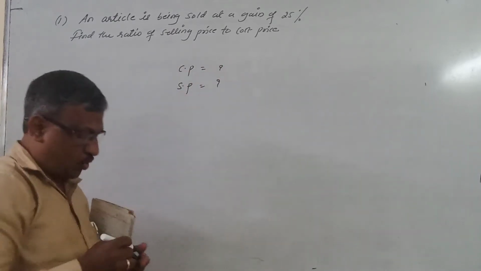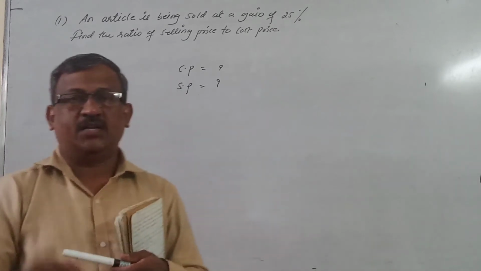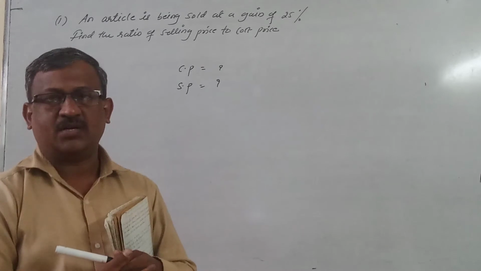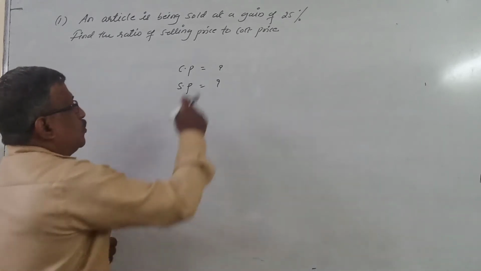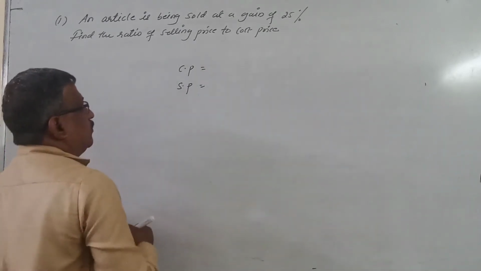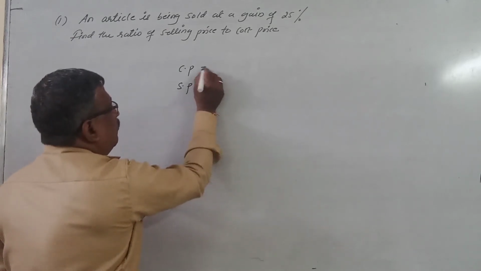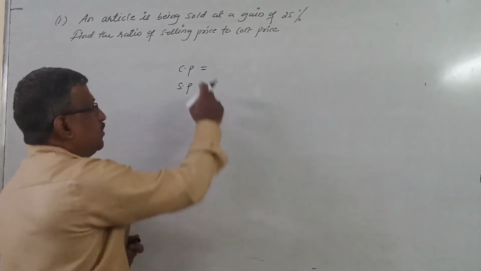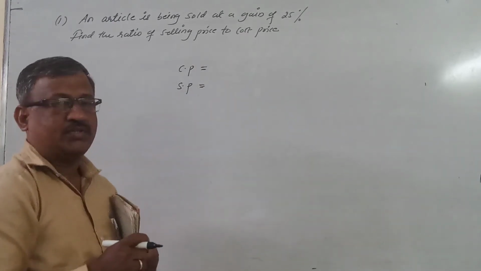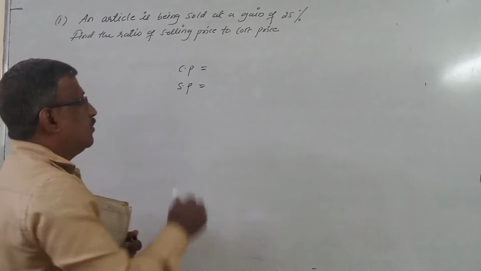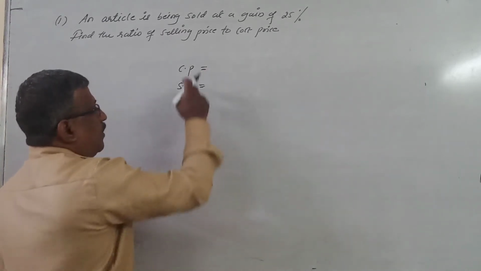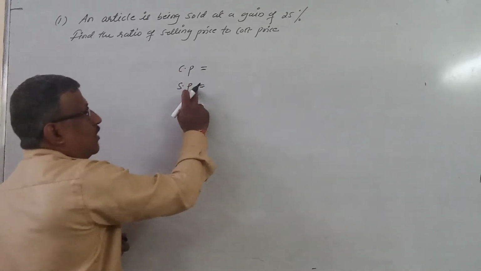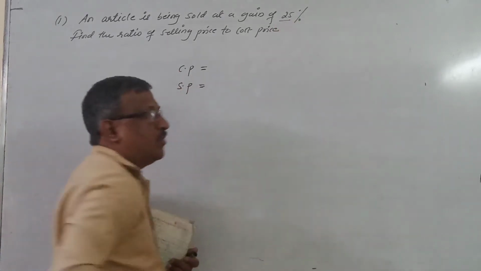So cost price means what? The price at which an article is purchased is called the cost price, and the price at which an article is sold is called the selling price. Out of these two prices, if you know any one price, you can easily determine the second one. Now the question is, which price do we have to assume, the cost price or the selling price? To decide that, always you have to see what the rate of profit is.